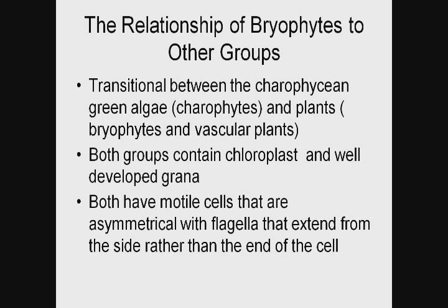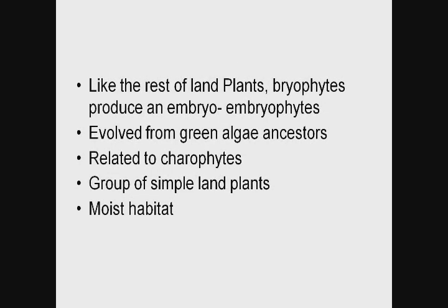So, Bryophyta are basically the transition group between Chlorophyceae and the higher plants. They contain chloroplast and grana also, and they require water for fertilization. That means they have flagellated cells in their life stage. Bryophytes also produce an embryo, so they are also called embryophytes. But algae did not produce embryo.